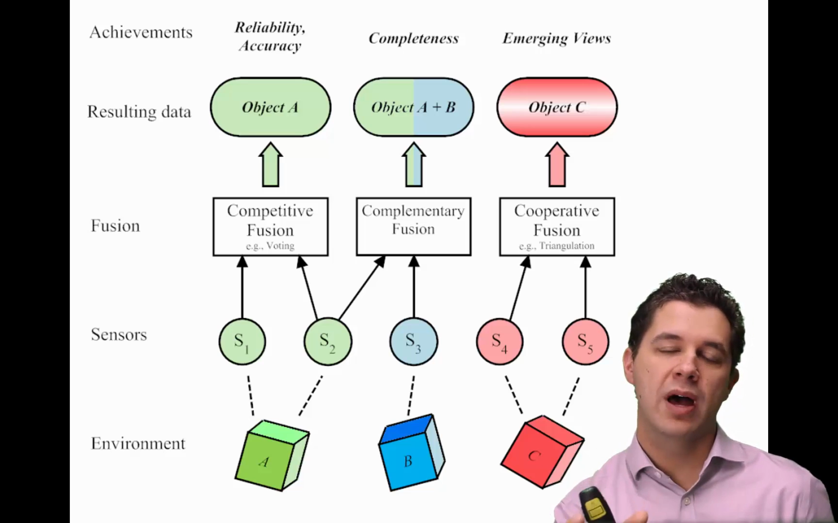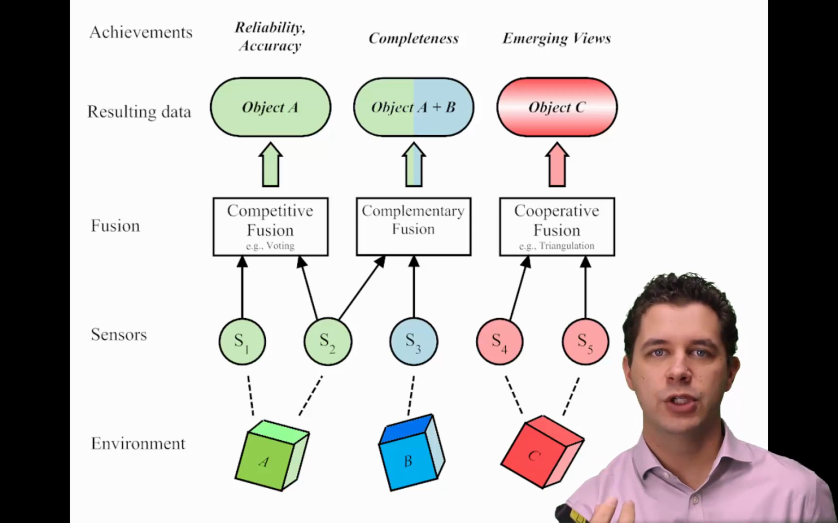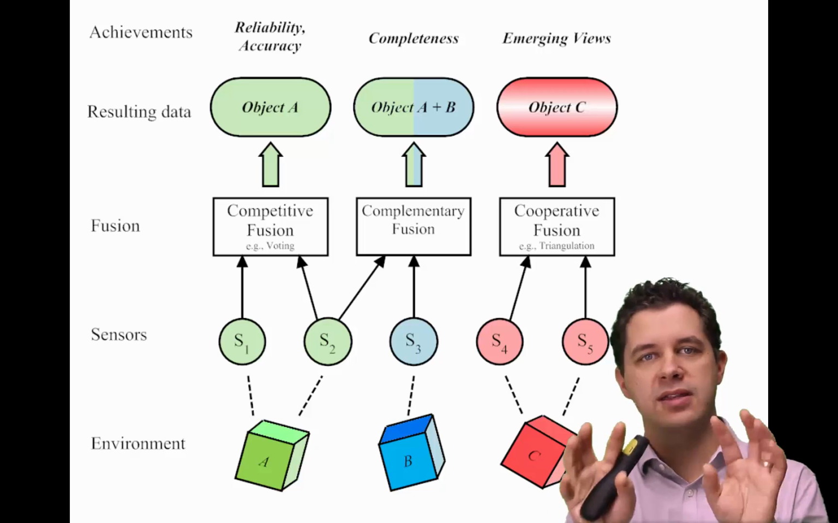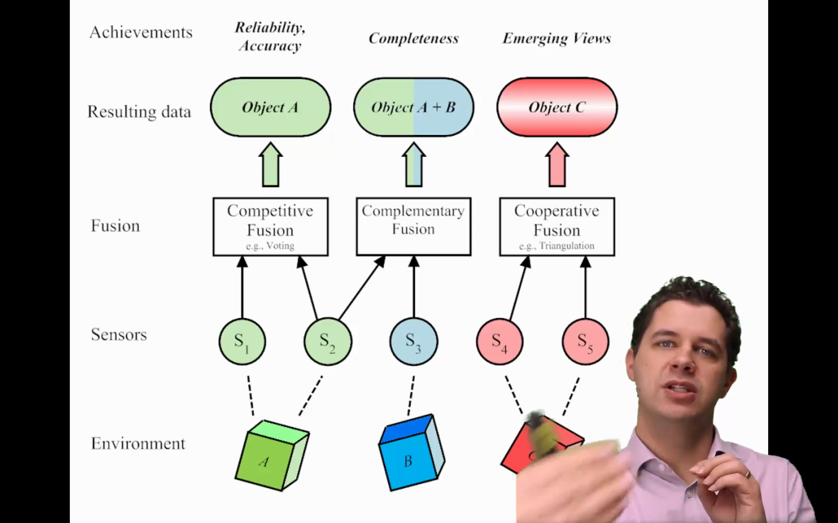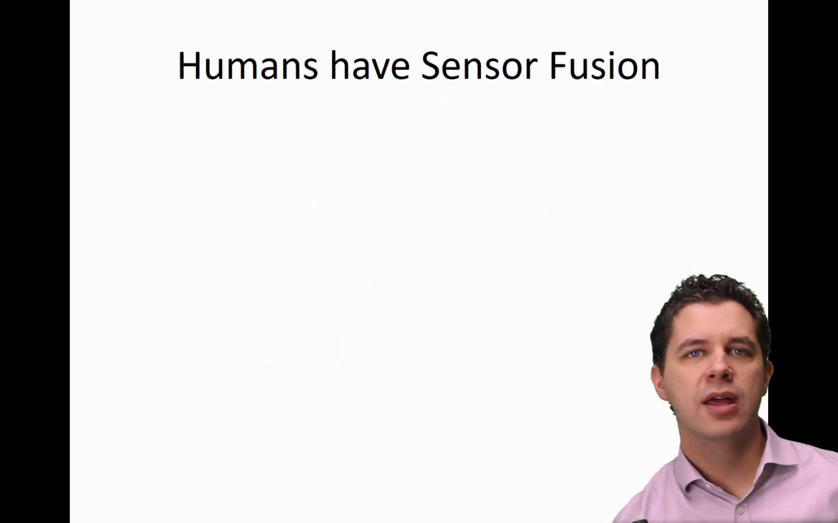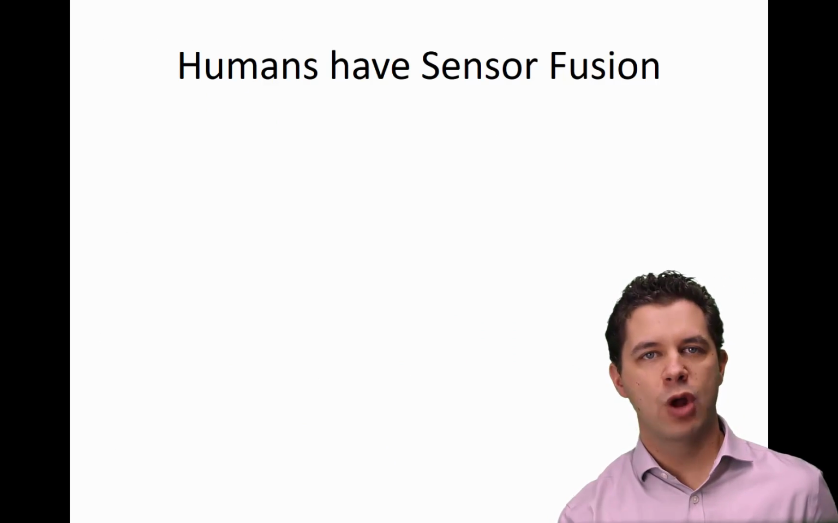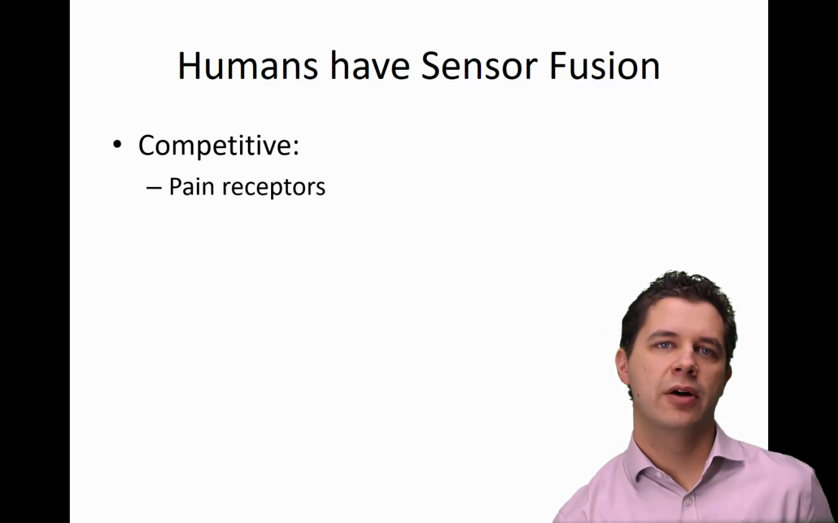And the most common, the most clear example of this is where we're using stereo vision, where we're using two cameras that are set apart by a baseline distance, and we can measure depth in the environment based on this. So we should mention that this concept of sensor fusion isn't just robot related, we have them as well.